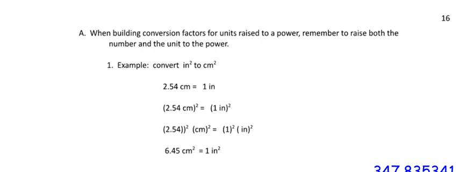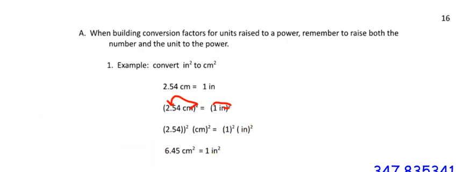So if you want to convert inches to centimeters, I know that 2.54 centimeters is 1 inch. So I'm going to square both sides. And when you square both sides, you square both the number and the unit. So 2.54 squared is 6.45 squared centimeters equals, well, 1 squared is still 1 squared inch.